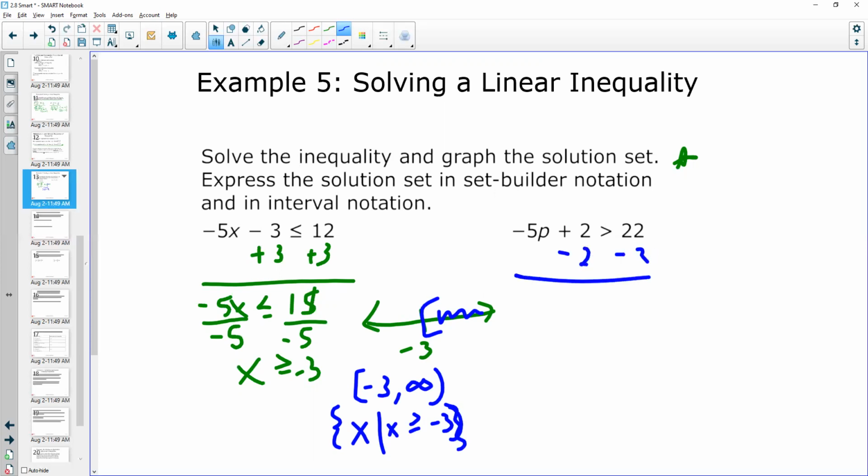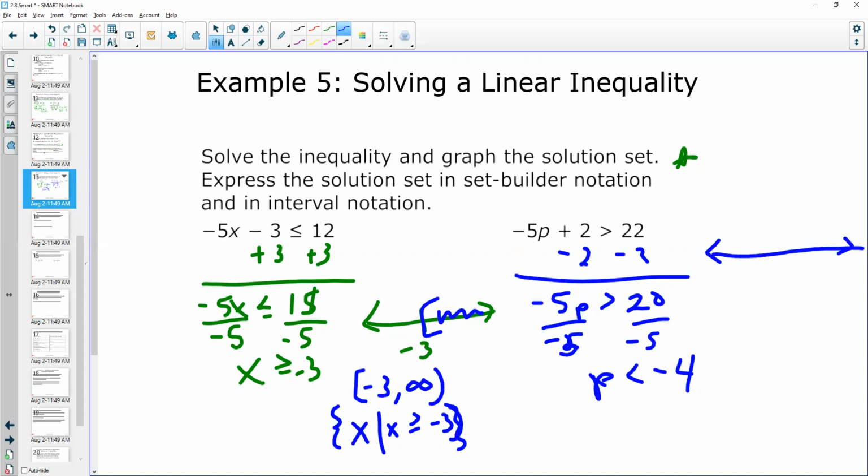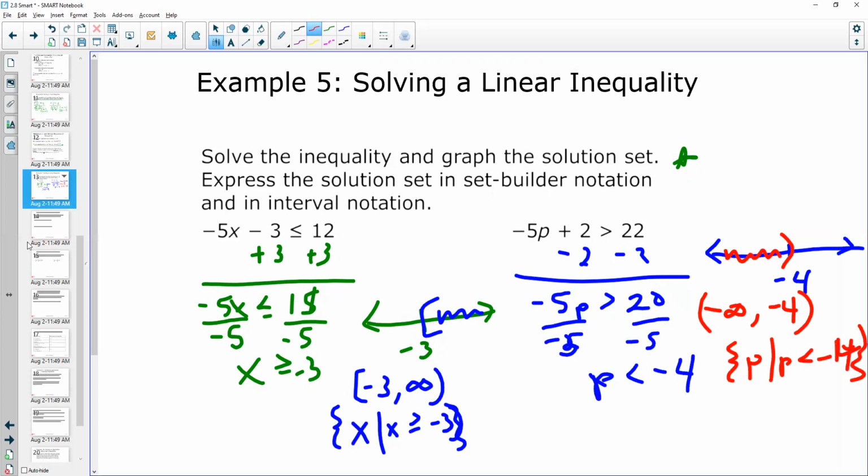All right, let's try the next one. Subtract 2 from both sides. -5p greater than 20. Divide by -5. I'm going to get p, and then I have to flip the sign because I used a negative to divide, is less than -4. Okay, let's put that on a number line. Put the -4. P less than -4 is to the left. It's a parenthesis. So it goes from negative infinity to -4. And the set builder is p, where p is less than -4. Okay, that's the idea here.